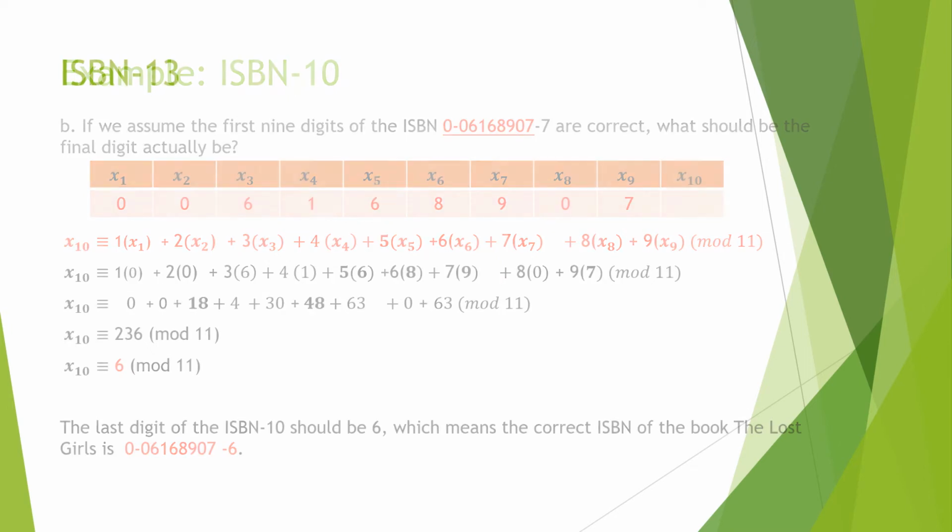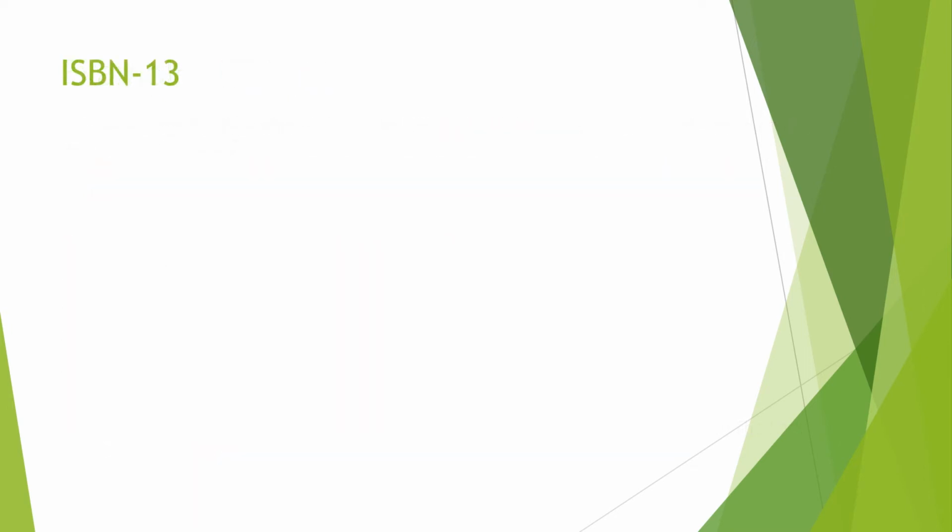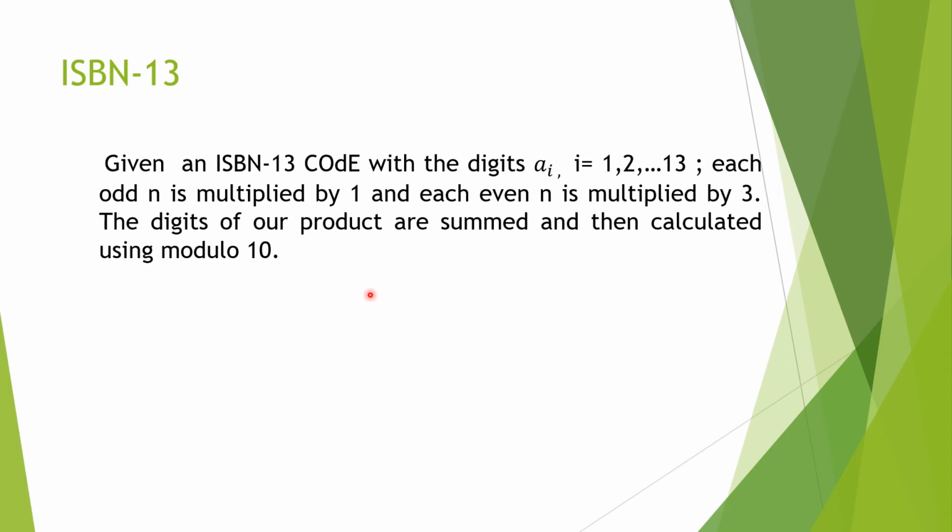Next, let's move on to ISBN 13. Given an ISBN 13 code with the digits A sub i, where i ranges from the values 1, 2 up to 13, each odd-positioned digit is multiplied by 1 and each even-positioned digit is multiplied by 3. Then the digits of our product are summed and calculated using modulo 10. So we have to use this congruence.